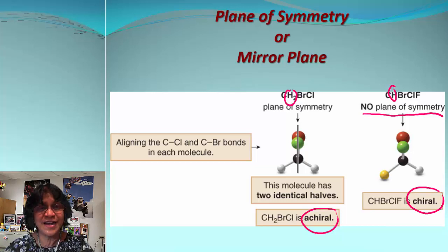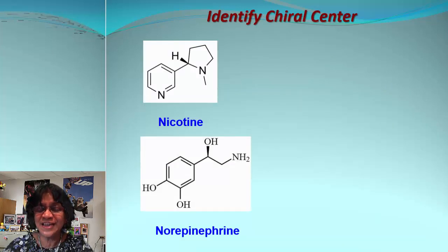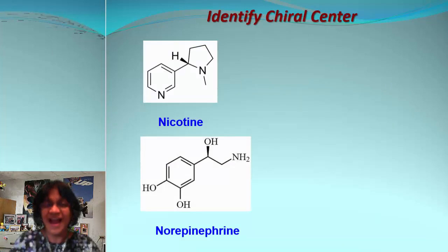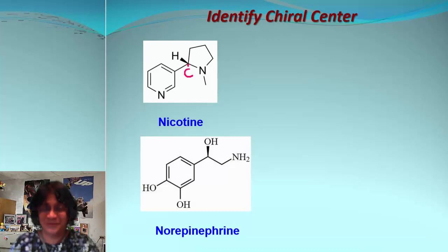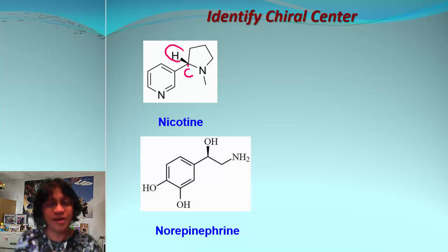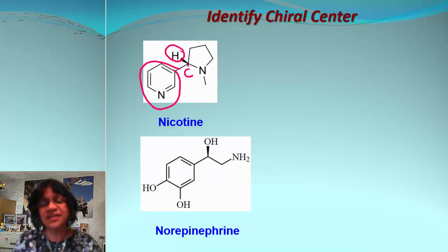So are we ready to find out some chiral centers from these molecules? This is the nicotine molecule. And look at this carbon atom which we have right over here. That carbon atom is linked to 4 different substituents. Yes, they are all 4 different substituents. You can see 2 of those clearly. One is hydrogen. Second is this big ring. The third and fourth are part of the ring.